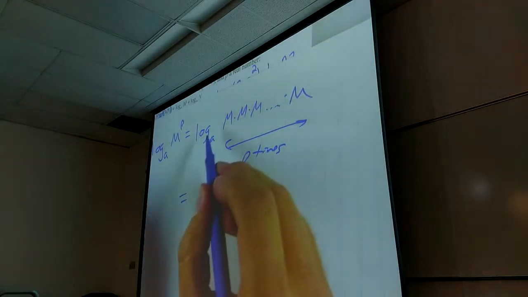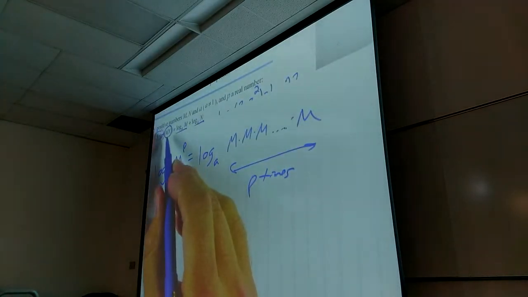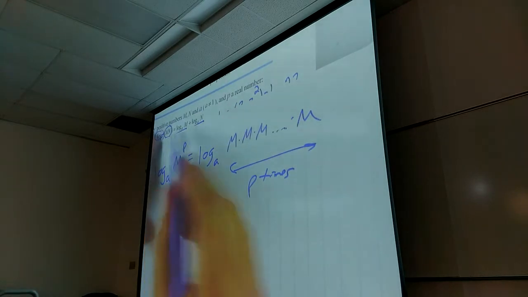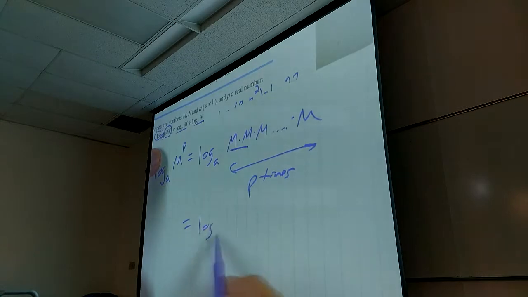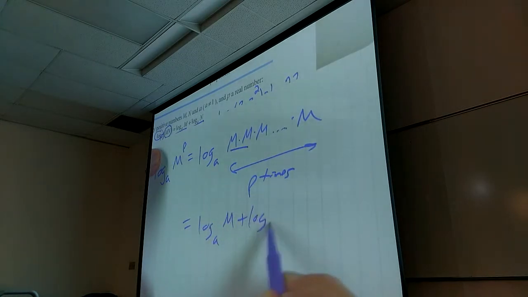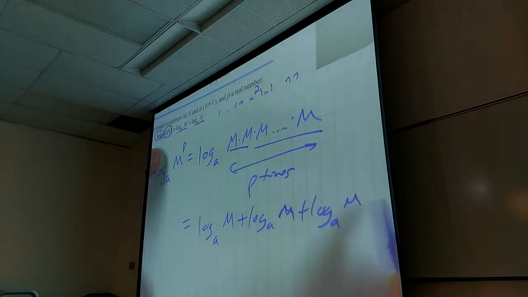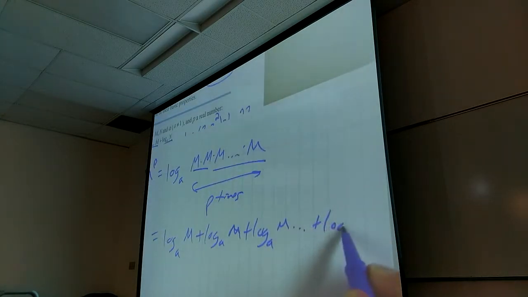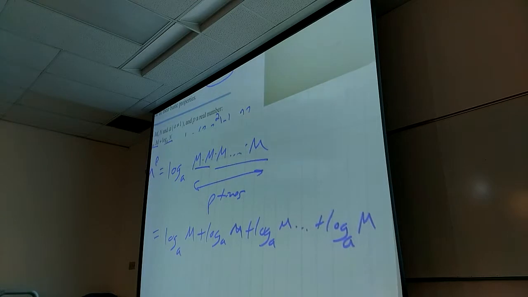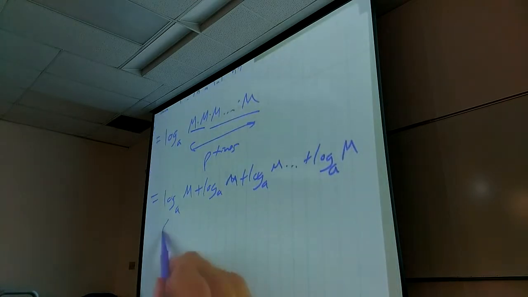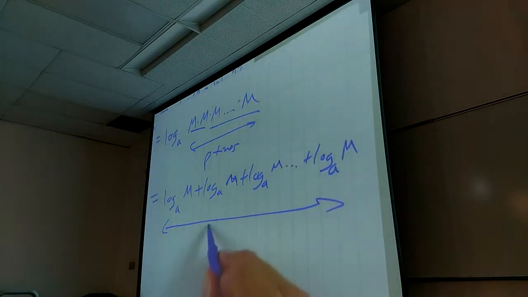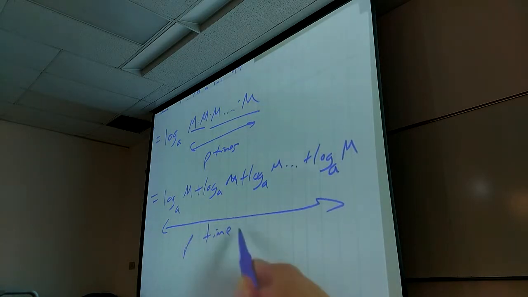What does the first property say I do with a product? I break it up into the sum of the logs. So this would be log base a of m plus log base a of m, keep going, plus log base a of m. How many times? p times.